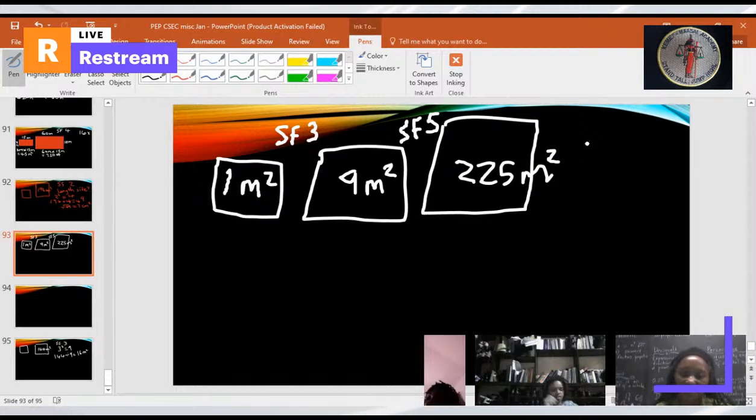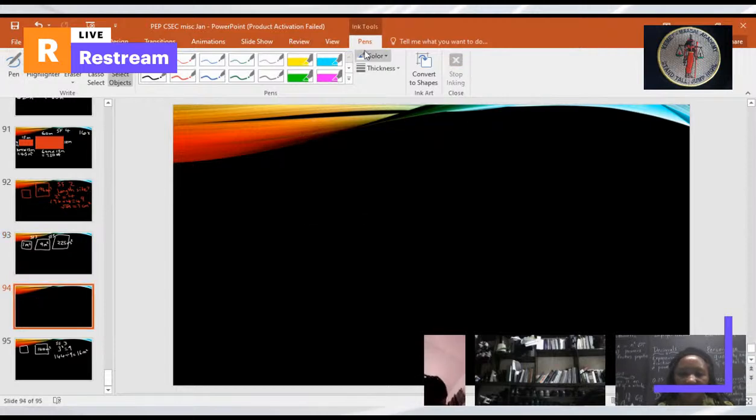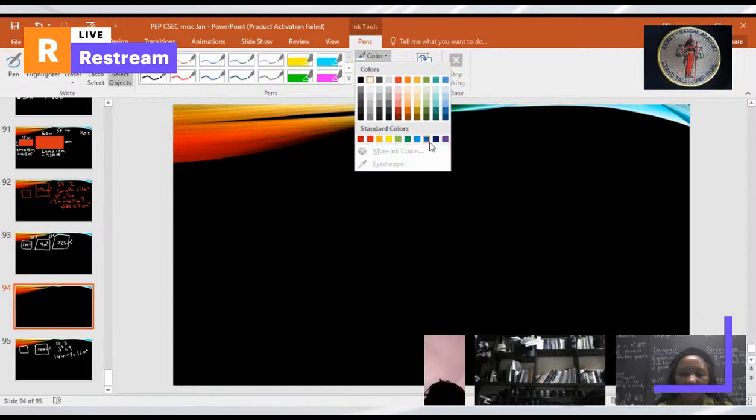You can just have an area saying that's 1 meter squared. If it's 1 meter for the length, 1 meter for the width, the area is 1 meter squared. All right, Imani, here is yours.